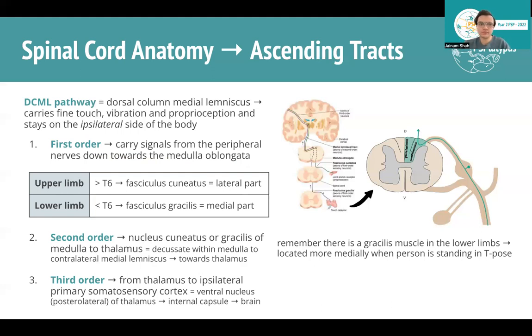So just as a general rule. Let me get back to this, DCML. The first order neuron carries signals from the peripheral nerves, wherever they were, down towards the medulla oblongata. So it goes to the medulla oblongata.